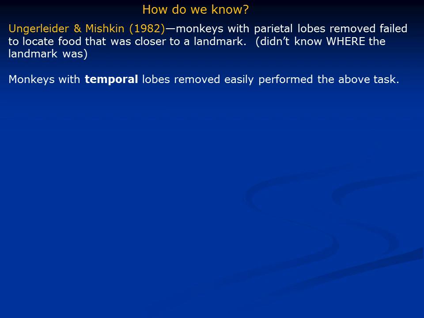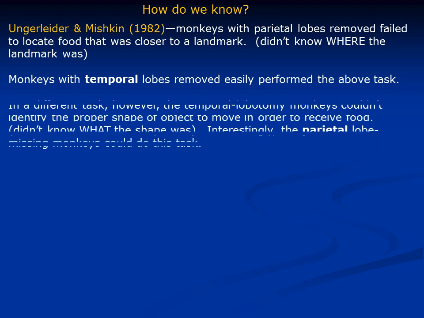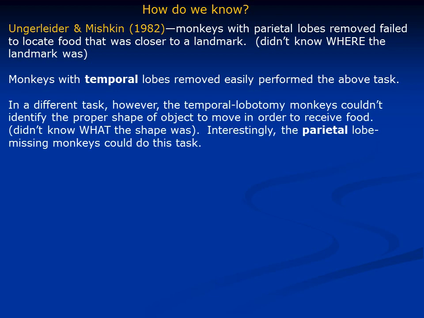Conversely, the monkeys with the temporal lobes removed, but that maintain their parietal lobes, that was still intact, easily performed the task of finding where the food was, based on where a landmark was. In a different kind of task, these monkeys with the temporal lobes removed couldn't identify the proper shape of an object to move in order to receive food. In other words, the what aspect. What was the shape that I need to manipulate or move in order to receive food.